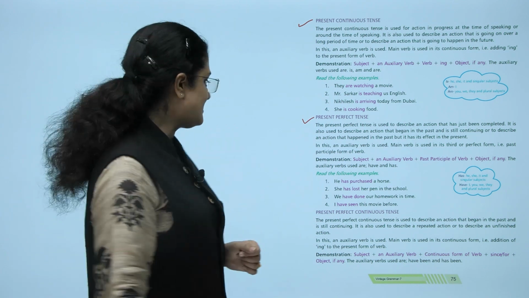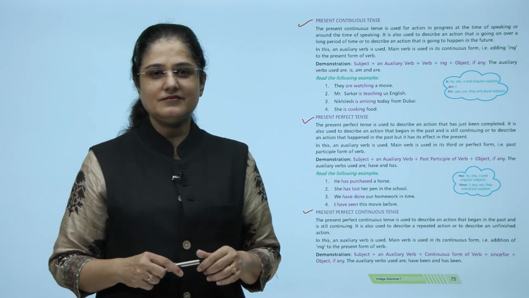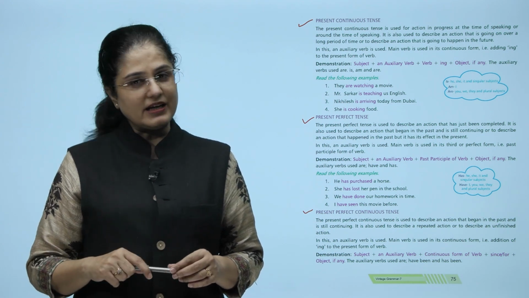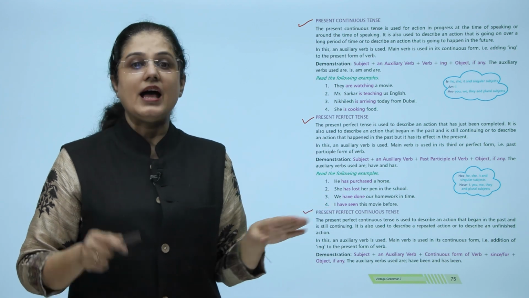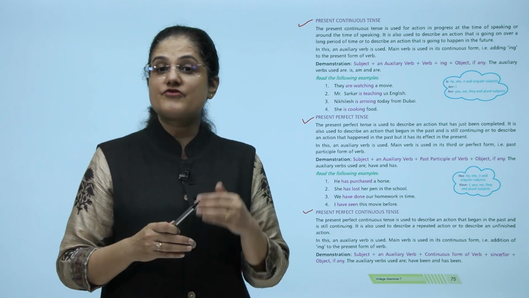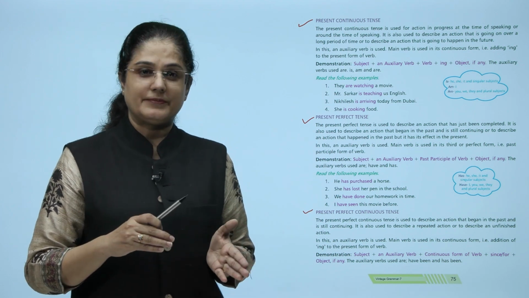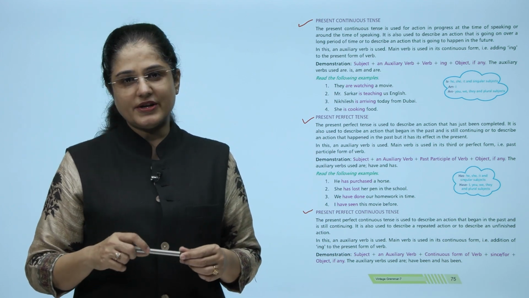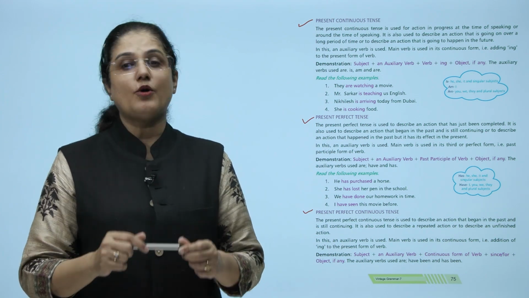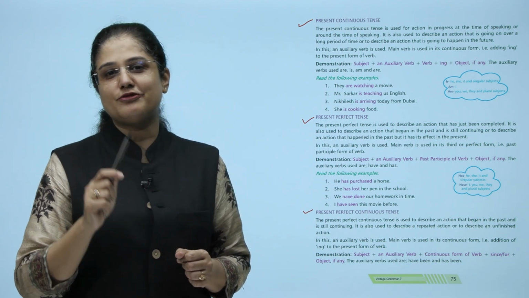Now we will look at present perfect continuous tense. The present perfect continuous tense is used to describe an action that began in the past and is still continuing. It is also used to describe a repeated action or to describe an unfinished action. In this, an auxiliary verb is used. The main verb is used in its continuous form, that is, with the addition of ing to the present form of the verb.